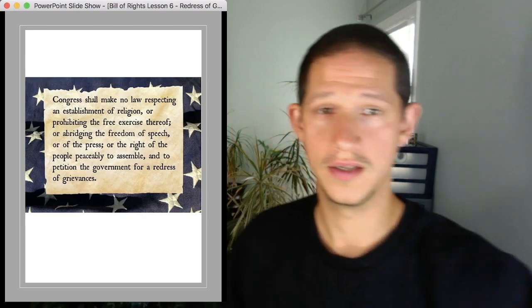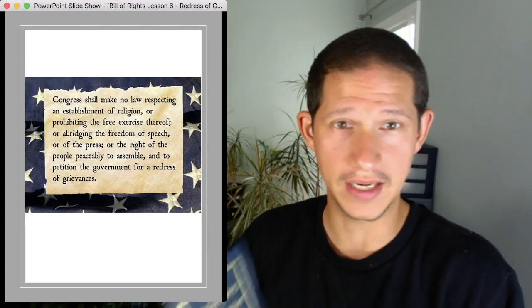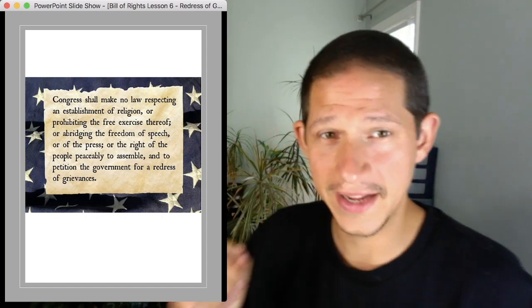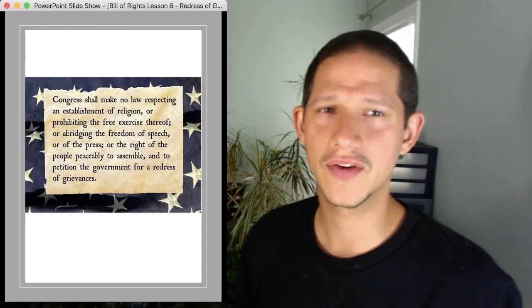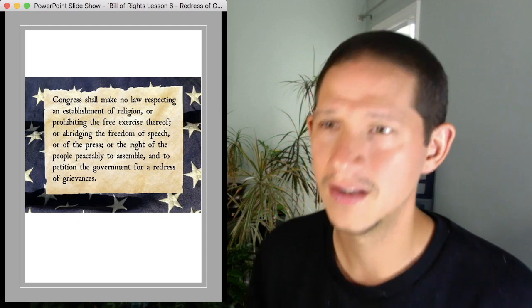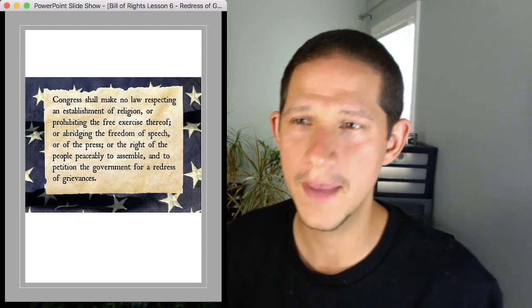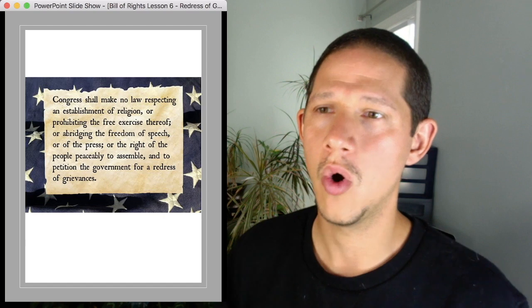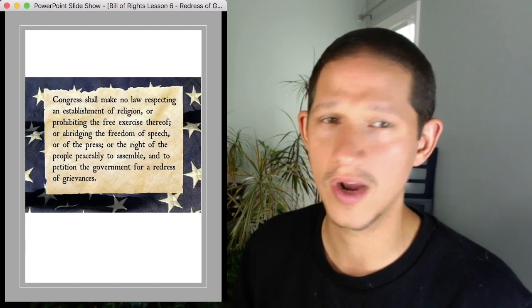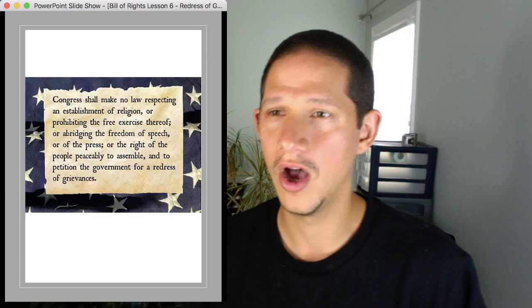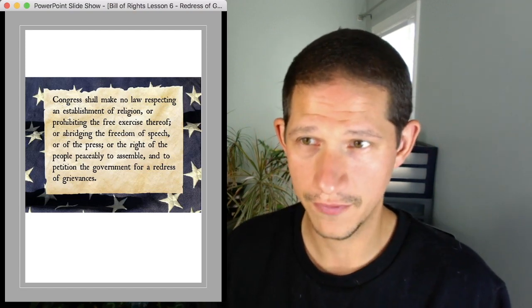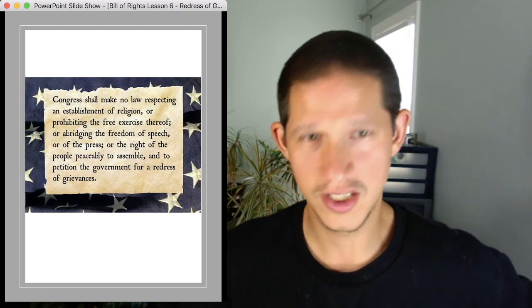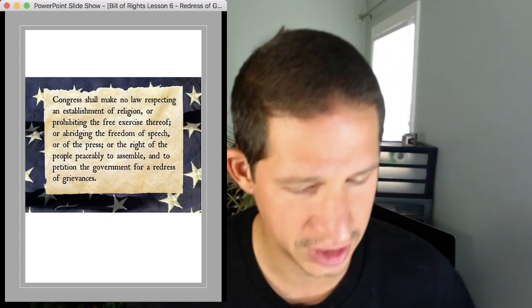And then, of course, years later, after the American colonists win the war, they create the Constitution and the Bill of Rights. And in the First Amendment of the Bill of Rights: Congress shall make no law respecting an establishment of religion or prohibiting the free exercise thereof, or abridging the freedom of speech or of the press, or the right of the people peaceably to assemble, and to petition the government for a redress of grievances. To petition the government for a redress of grievances.